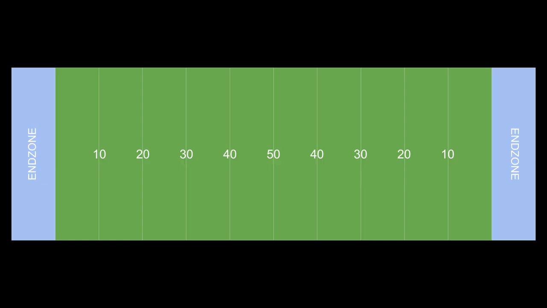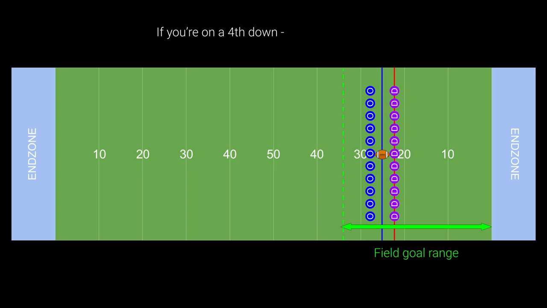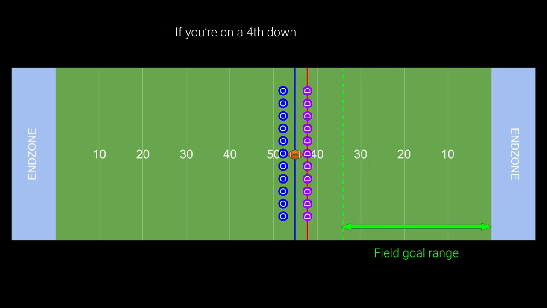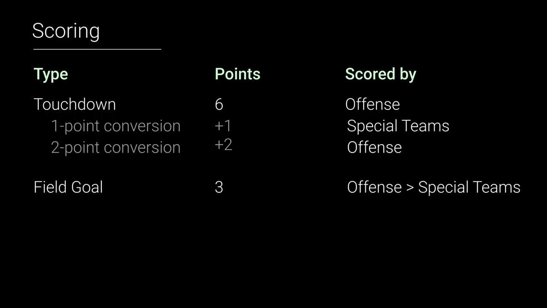to score points. Another big factor in considering a field goal is field goal range. So generally speaking, if you're on a 4th down and you are in field goal range, you will attempt a field goal. Now field goal range is dependent on how far your kicker can kick. However, if you are not in field goal range and you are on a 4th down, the best thing to do is punt the ball to the other team. So that's touchdowns and field goals.